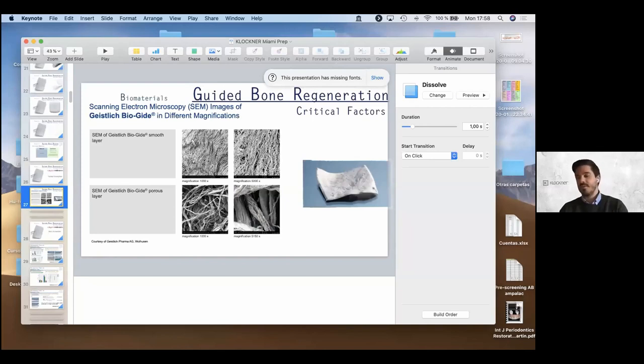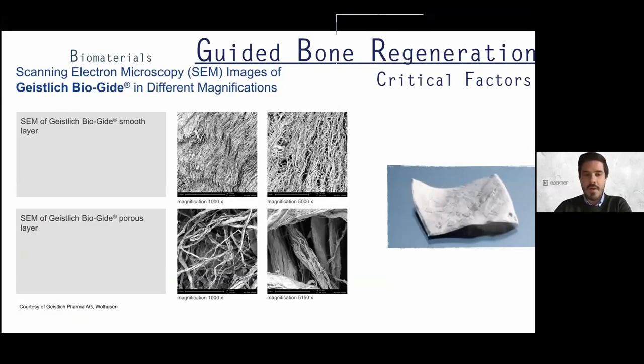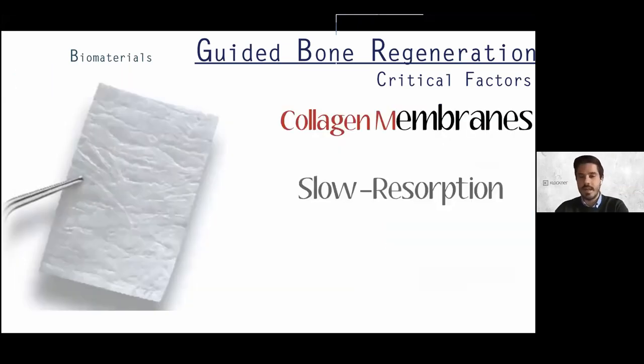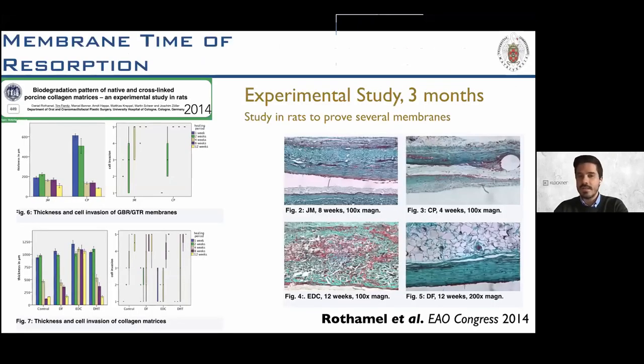So the sponsor said that the barrier effect of this kind of membrane, of natural collagen membrane, should range from 8 weeks to 24 weeks. However, there are many articles and evidence that told us that the barrier effect and the time of resorption of this kind of natural collagen membrane should be less than expected.